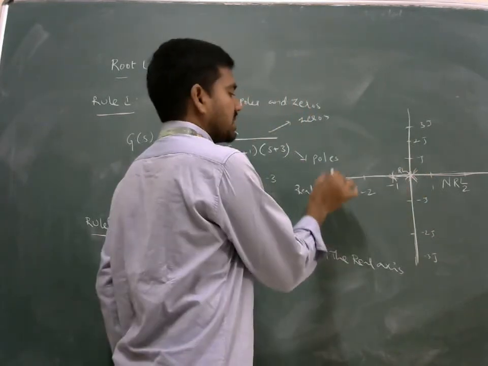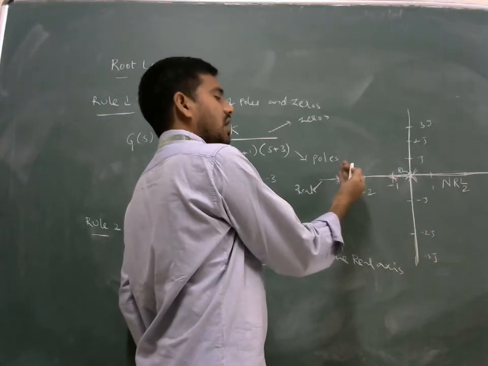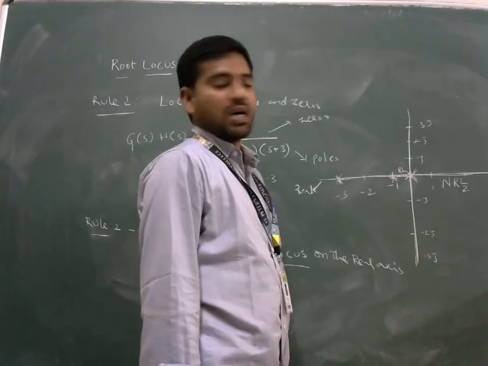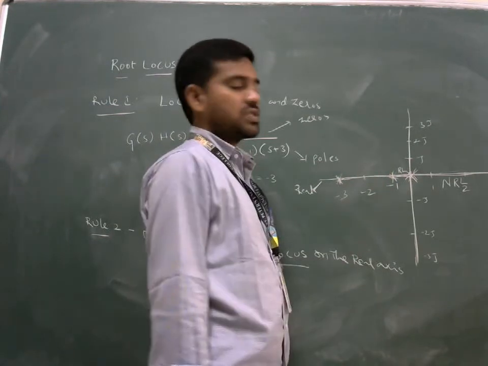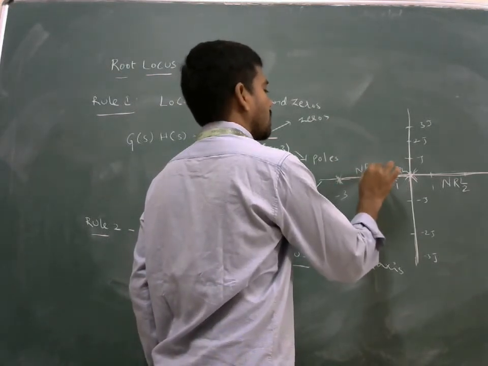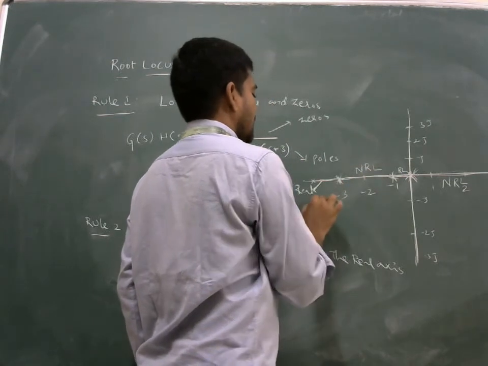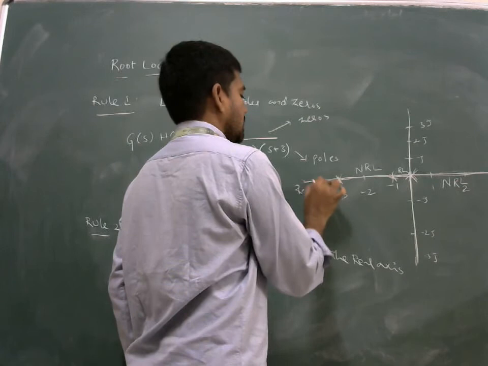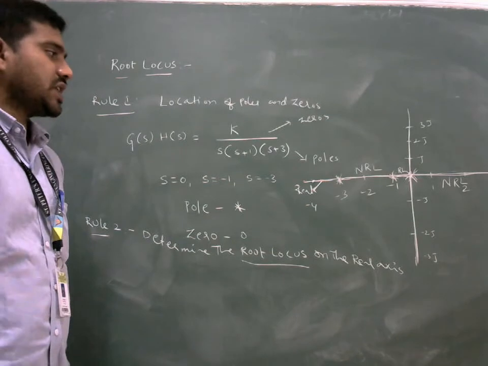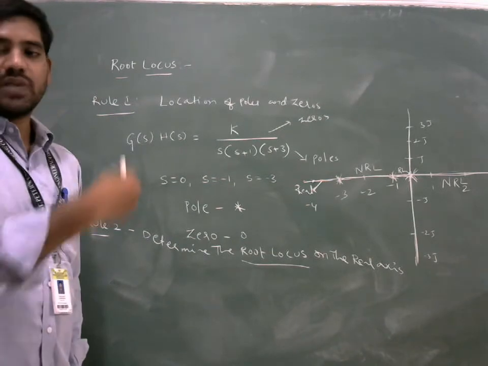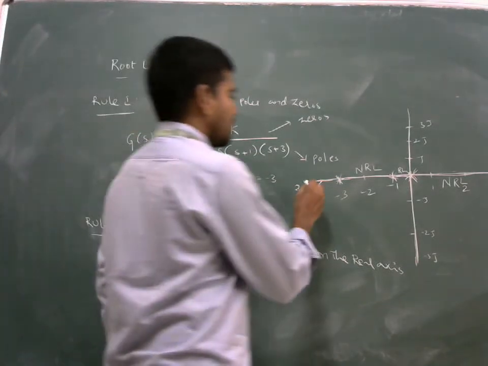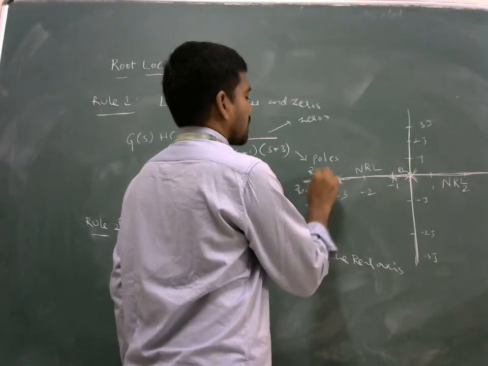Again you come to -3. Now you check on the left-hand side of -3, how many poles and zeros are there? 2. Two is an even number, so no root locus. Again, consider one more point at -4. To the left-hand side of -4, you need to check how many poles and zeros there are. We have 3. Three is an odd number, so the root locus will exist.